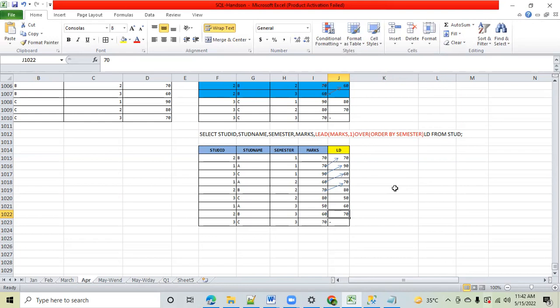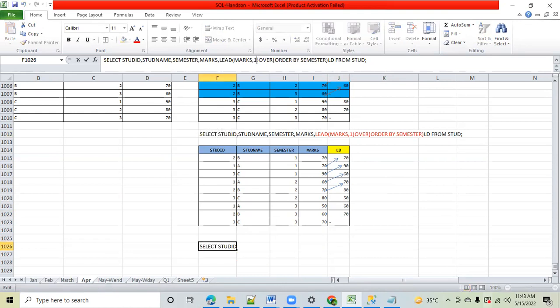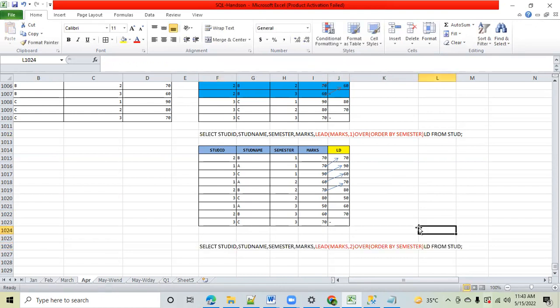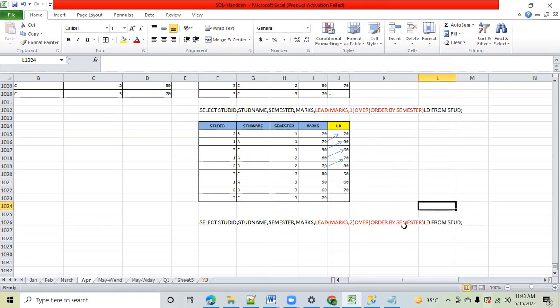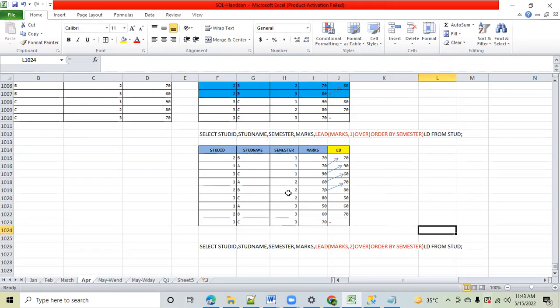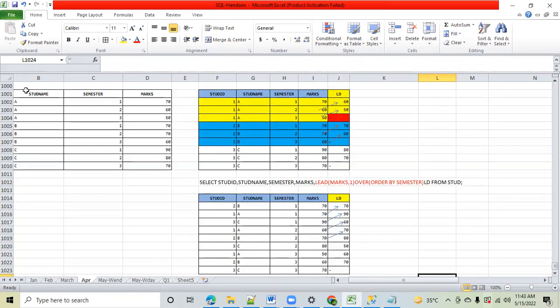Before explaining this, I will again route this question to you guys. Think and tell me, if I put marks comma 2, what might be the behavior of the SQL engine? Any guesses? It will skip one record. It will jump, skip one record. Okay.